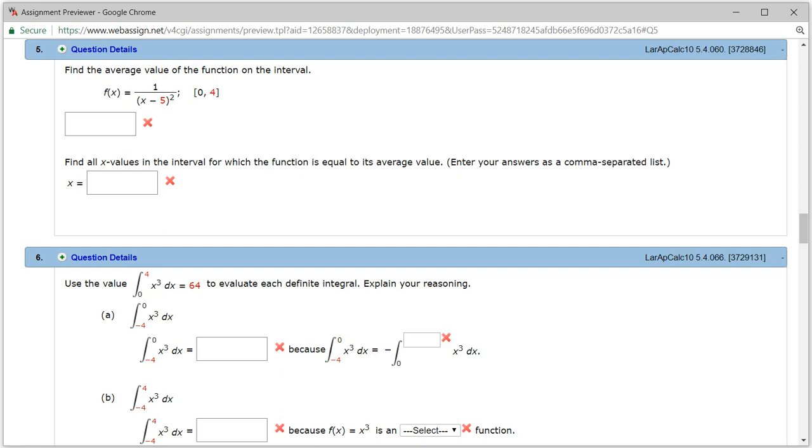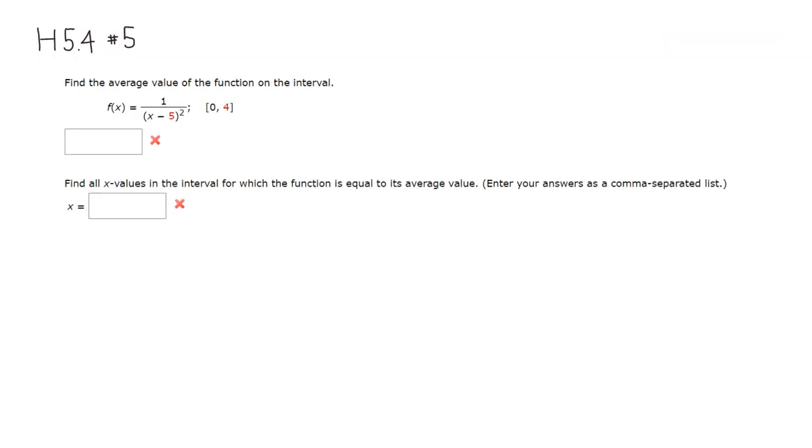Alright, let's look at homework 5.4, problem number 5. First we want to find the average value of this given function over the interval from 0 to 4. So let's do that. The average, f average, can be found by 1 over the length of the interval. You can do b minus a, so 4 minus 0.